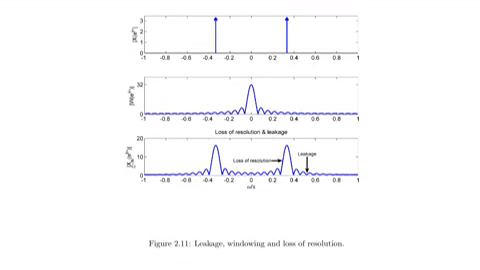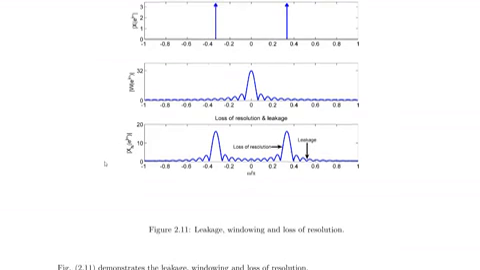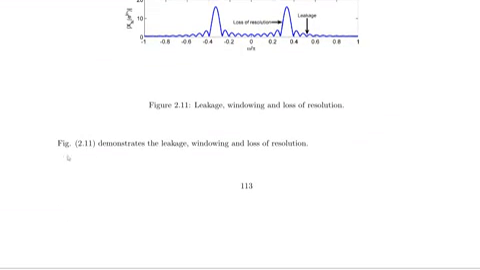Now, here you see the spectra of the resulting signal. Instead of having two impulses here for cosine, we have sinc, leakage, loss of resolution, okay, loss of resolution, and that's it.